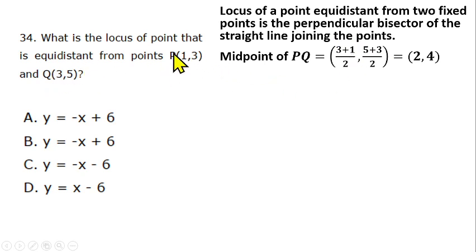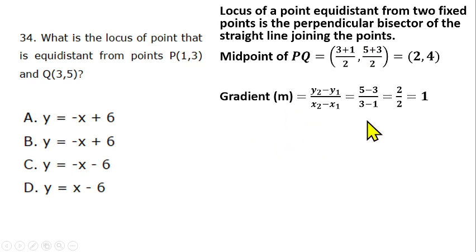Our x2 is 3, our x1 is 1, so 3 plus 1 over 2. Then our y2 here is 5, our y1 is 3, so 5 plus 3 over 2. That gives us (2, 4). So from there you can now find the gradient of the line.